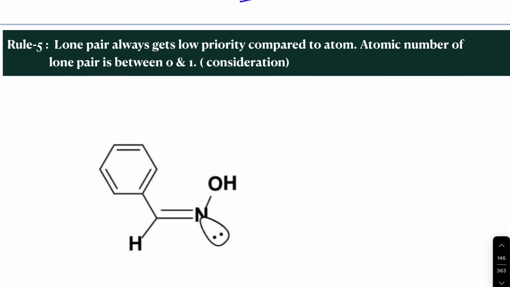And the last rule in the CIP rules: a lone pair always gets low priority compared to an atom. Any atom you take, even the atom with the least atomic number, hydrogen, versus a lone pair, hydrogen gets more priority. OH and lone pair, OH gets more priority. NH2 and lone pair, NH2 gets more priority, because for a lone pair there is actually no atom, its atomic number should be 0. So obviously an atomic number is not there. Therefore, a lone pair always receives second priority when compared to any atom.